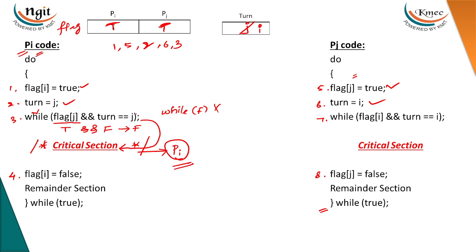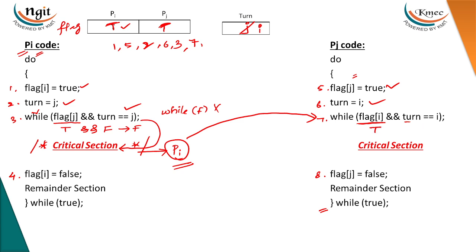Now after executing while, at any point of time only one statement will be executed. Immediately the control goes to step number 7. Correct? So here also the comparison will be done. So flag of I is flag. What is the value of flag of I? True. So it is true.